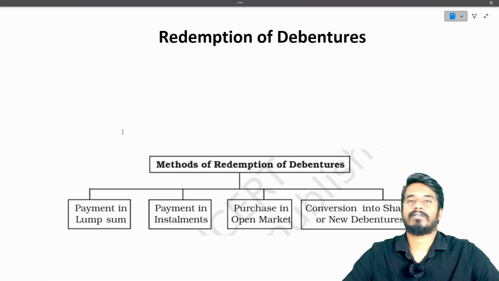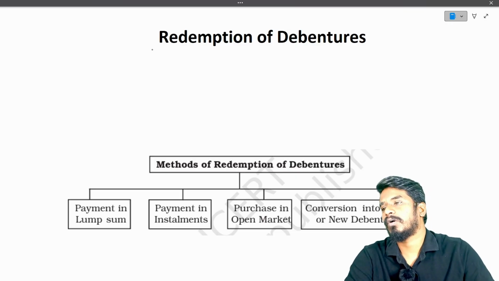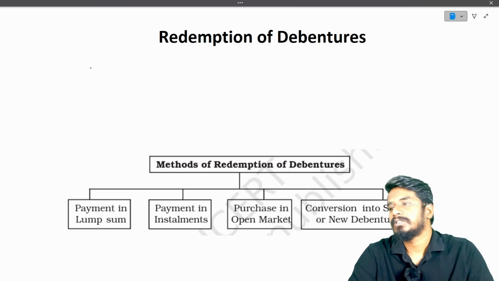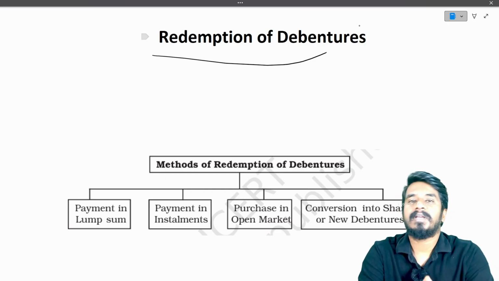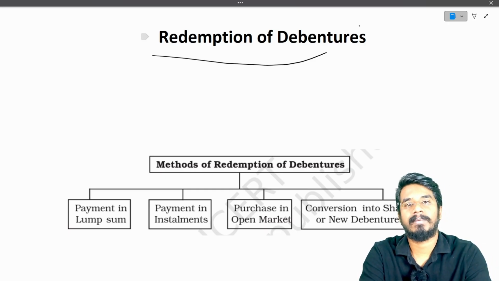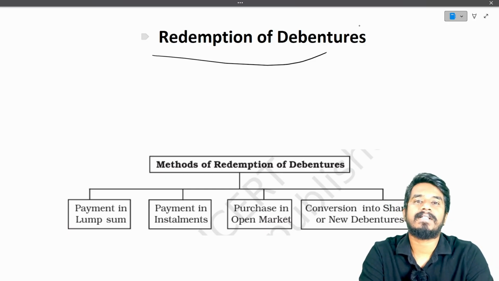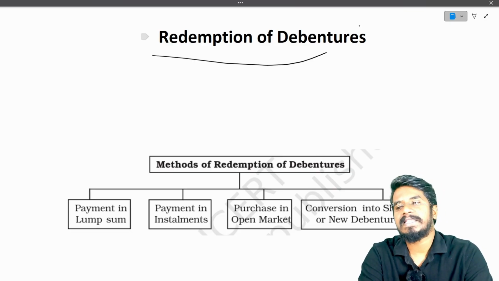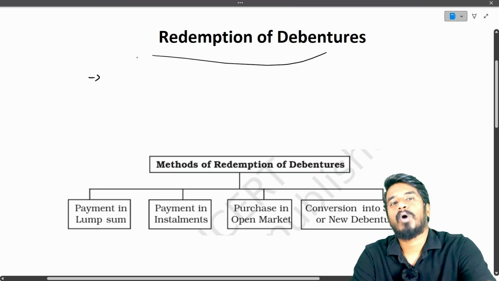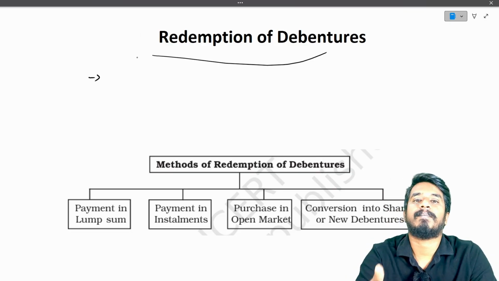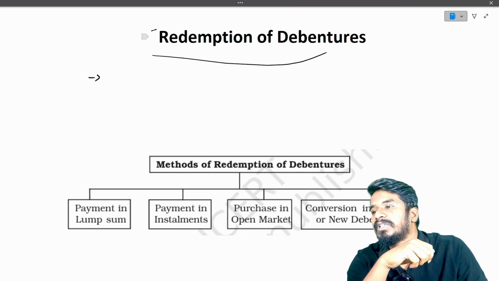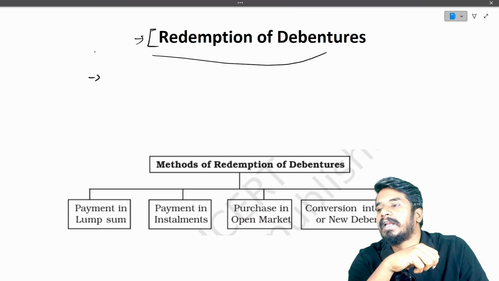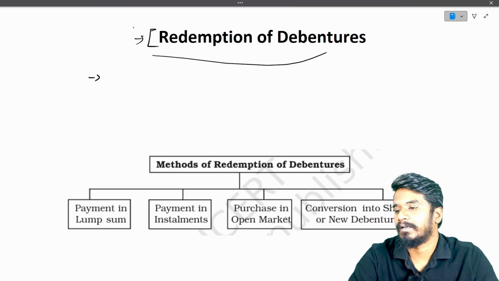So in this video, we're going to start with part 2 of issue and redemption of debenture. So part 2 is redemption of debentures. What do you mean by redemption of debentures? It means discharging the liability. If a company borrows from the public, the company needs to pay them back. That is called redemption of debentures. Right, so it is paying it back.